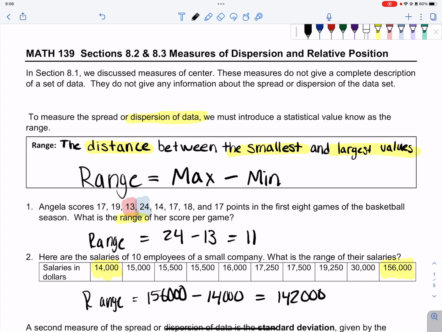Even though we're dealing with decently large numbers, we're dealing with numbers in the thousands, 15,000, 16,000, so on. This range is even larger than most of the numbers in here, which is kind of indicating that there probably is an outlier. And we do have an outlier in this data set. That 156,000 is telling us that that's probably an outlier.